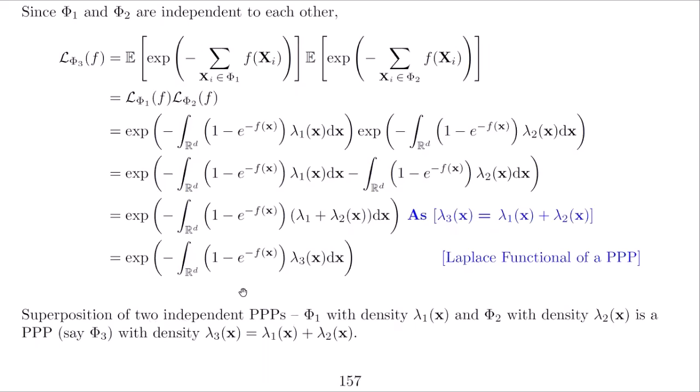And this result is true even for more PPPs. If you have n Poisson point processes and all are independent of each other, then the superposition of them is also a Poisson point process.